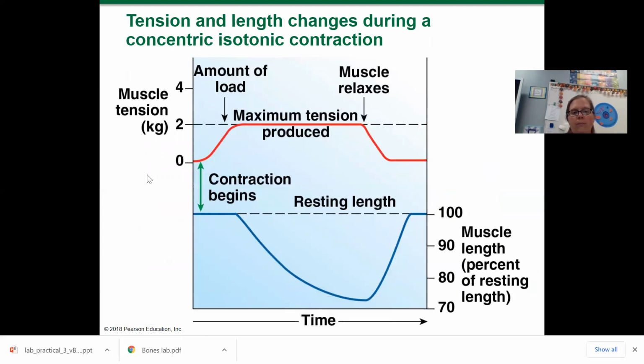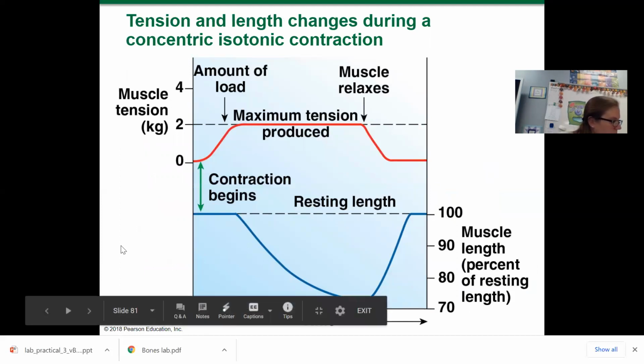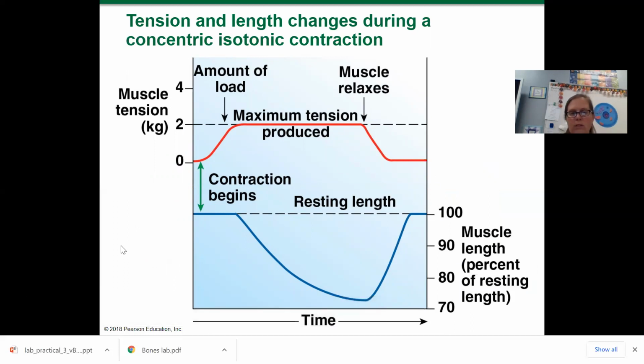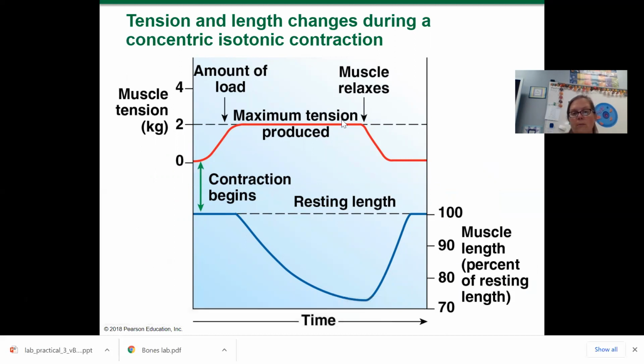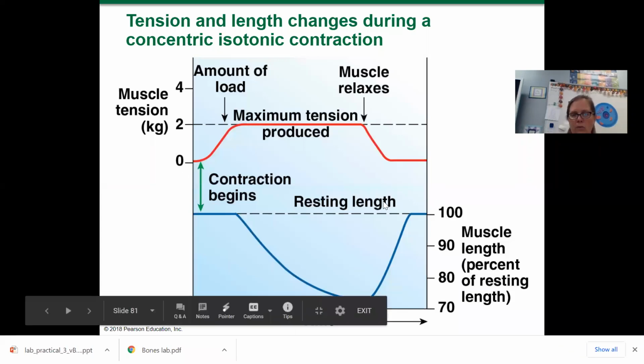This is on page 334. This is just showing you what's happening in terms of muscle tension versus time, the amount of the load, the maximum tension, the muscle relaxes. The red line is kind of what we've been talking about, the contraction and relaxation. The blue line is new though.